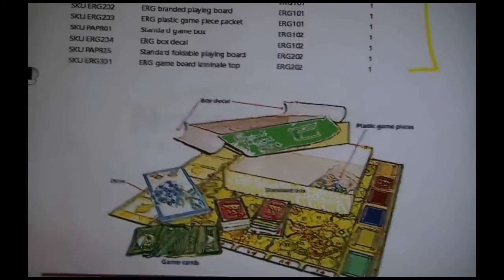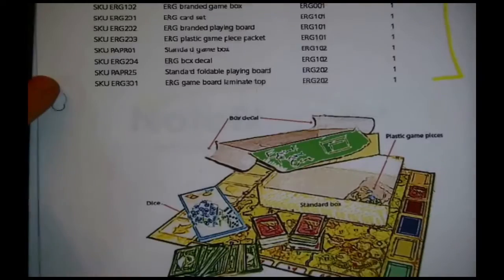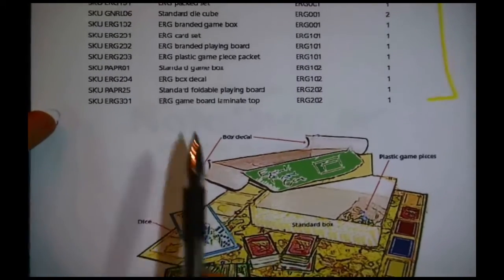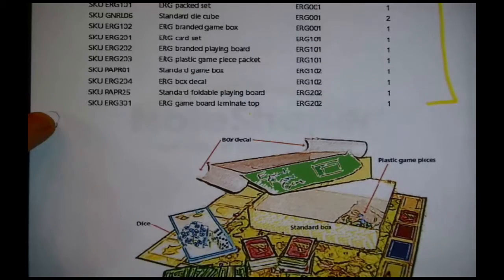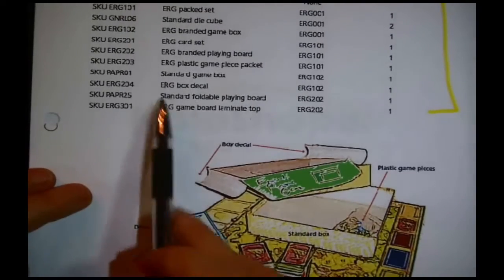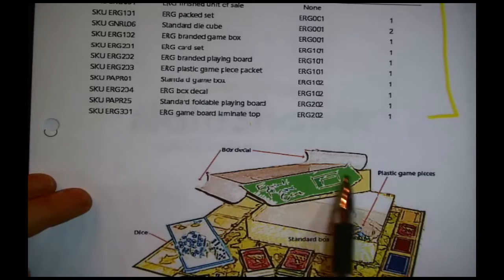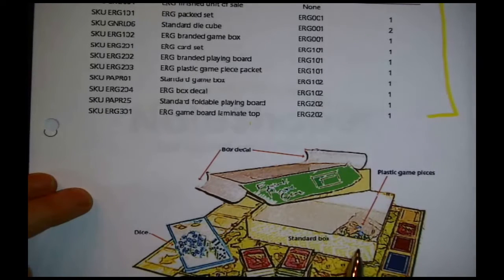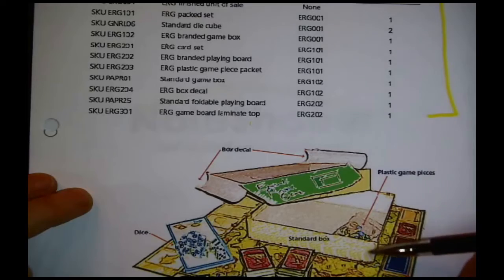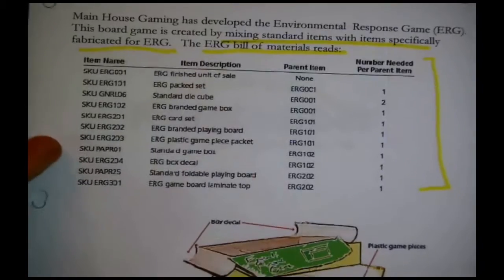Also, not unhelpful, we have a picture of the environmental response game. We can locate a lot of the items in that picture that are being discussed. For instance, the idea that we need a card set. I see the cards in here. We need a playing board. Well, obviously I see the playing board in here. We need, for instance, a standard game box and a box decal. I see that. Oh, they make a lot of different board games. They probably have one standard box type, and then they layer on a printed decal to customize it. Okay, that is another form of a bill of materials.